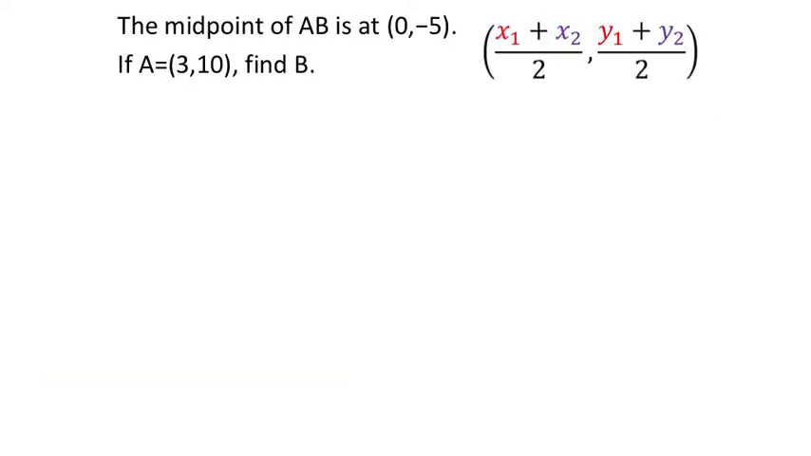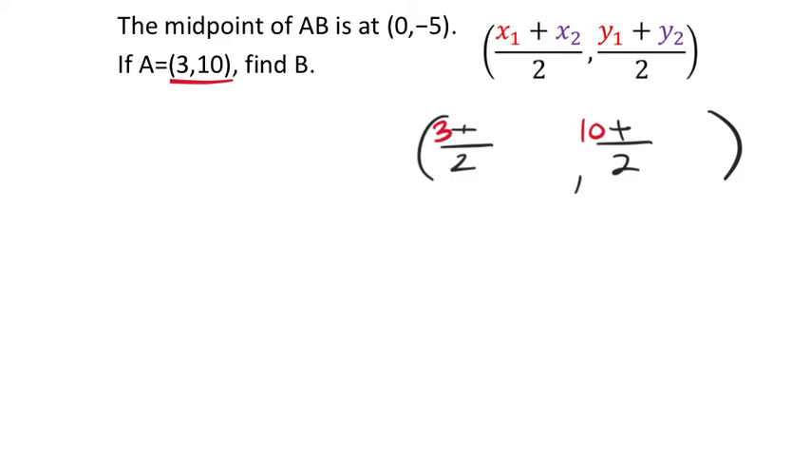Right. So the midpoint of AB is 0, -5, and A is 3, 10. Now, I personally would not use the formula for this. I'm still going to show you how to use the formula. But in fact, let's use the formula first, okay? So we know that one of the endpoints is 3, 10, all right? So in our ordered pairs, I'm making this extra wide on purpose. But this would be 3, 10, right?